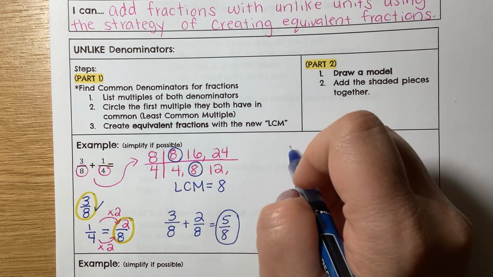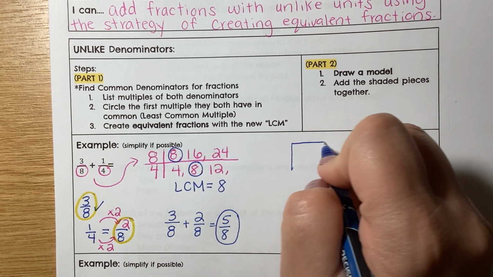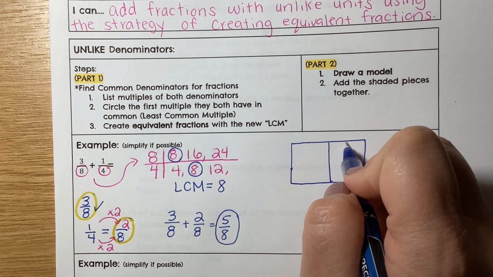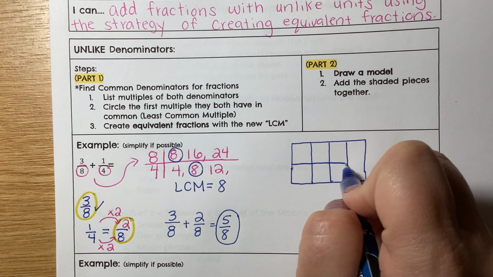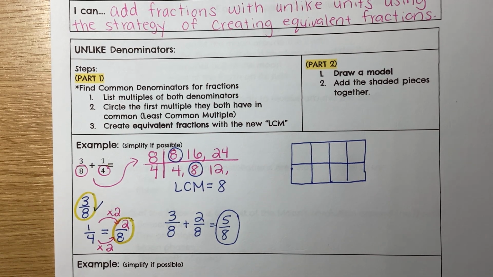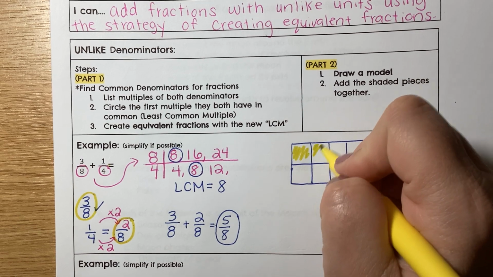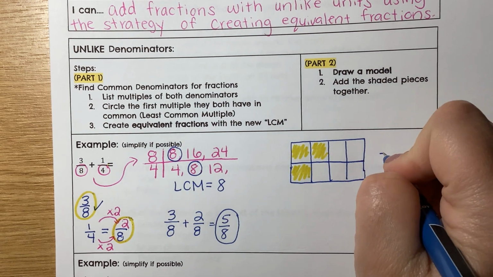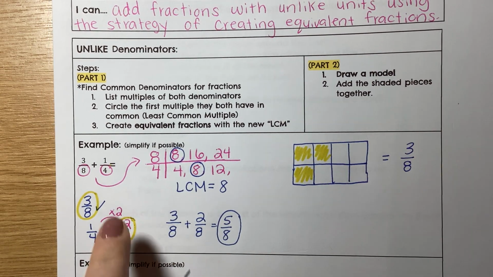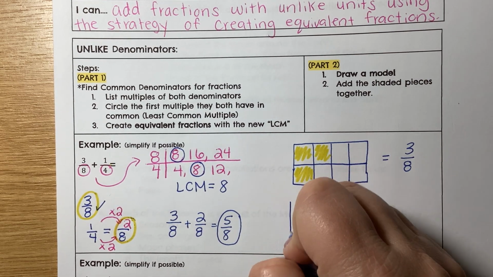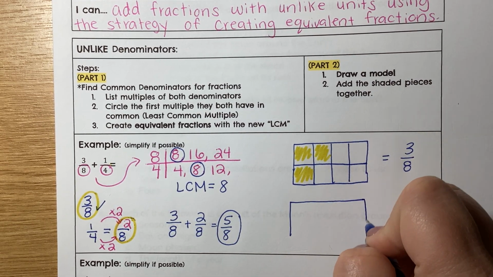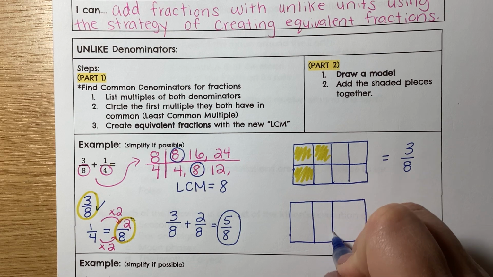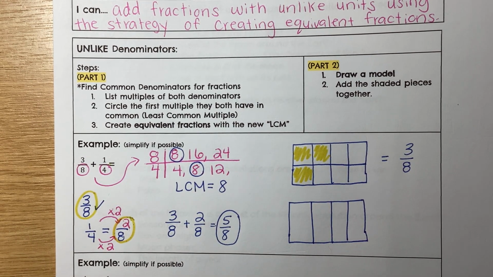I can also model this using a picture. So if I start off with the 3/8, I'm going to take a box and divide it into 4s and then into 8s, and I'm going to shade 3 of the 8 pieces. So 1, 2, 3. And now I'm going to model the 1/4 from the original problem. I'm going to make my whole the same size as the one above it. All right, so I made my 4s. I'm going to shade 1 of the 4.